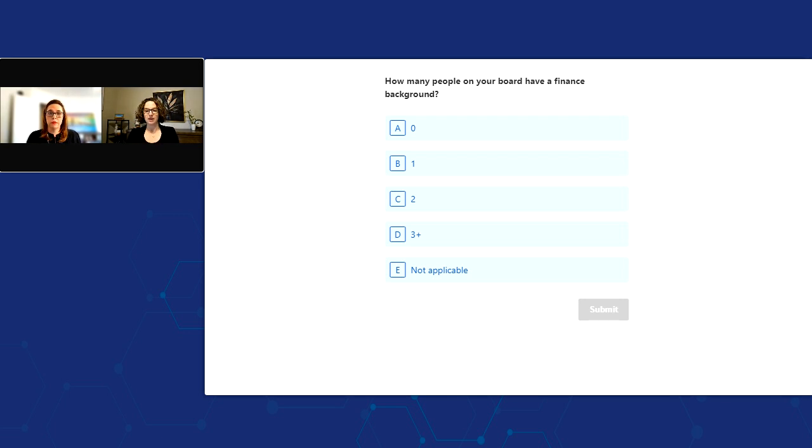And so maybe it is just the person who owns their own business and they're the treasurer, they're in charge of everything, but they don't necessarily know how to read nonprofit financials or understand all of that.